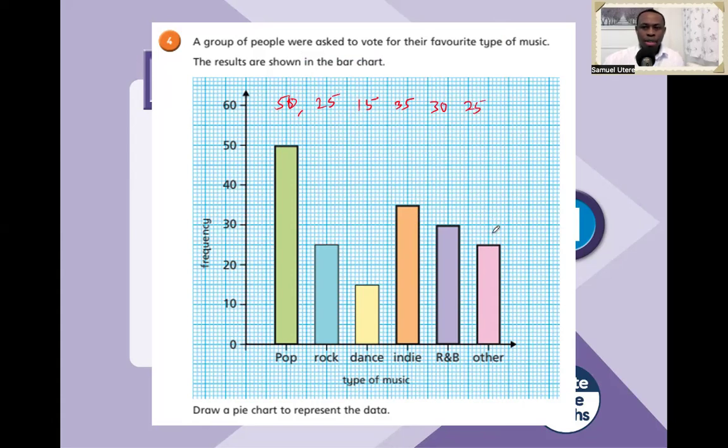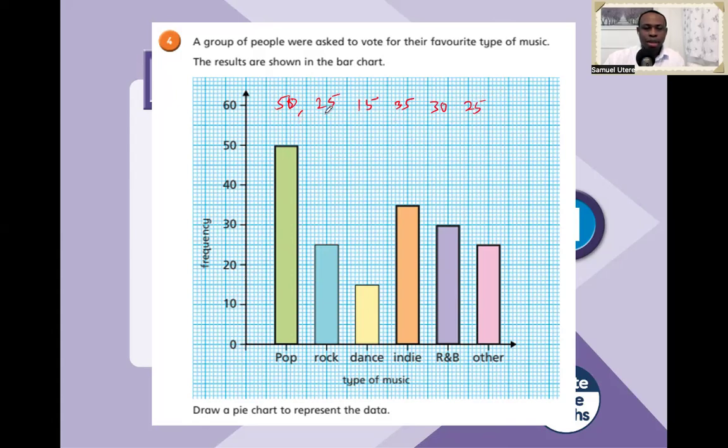Now that you have your data points, the first thing you do is add them. So let's find out our total. Frequency means how many. So it's telling you the data points, the data actually.